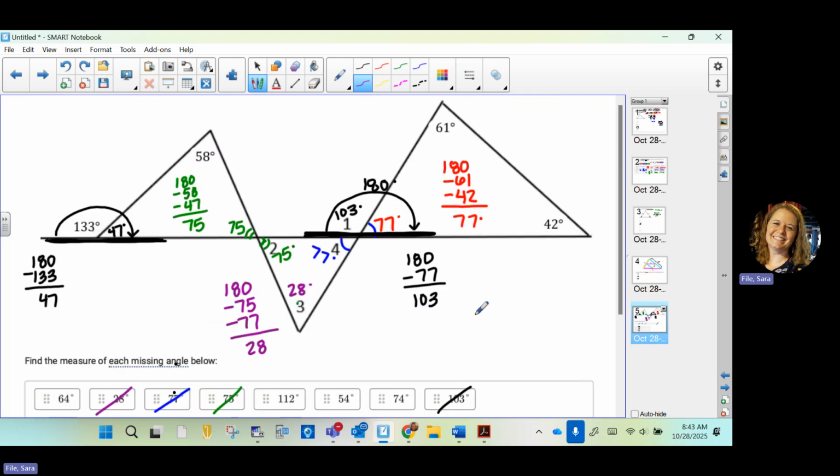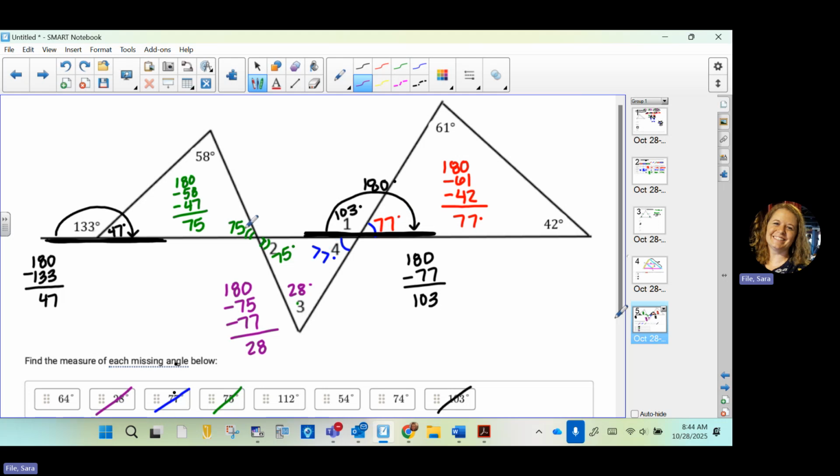Okay, so what we had to know for this was the triangle sum theorem. The 3 angles add to 180. I had to use that in all 3 of these. But I also had to remember some past angle relationships. I had to remember a linear pair is supplementary. They add to 180 if they form a line together.